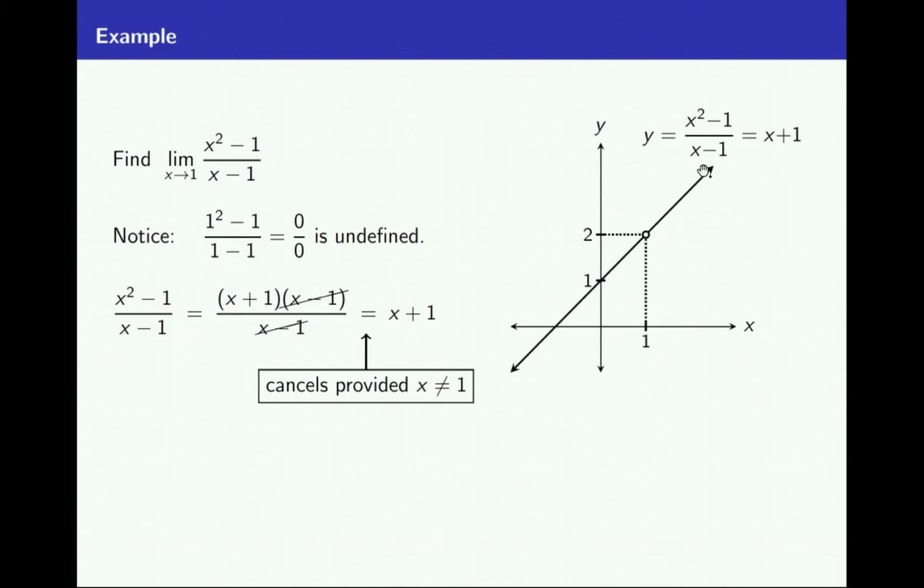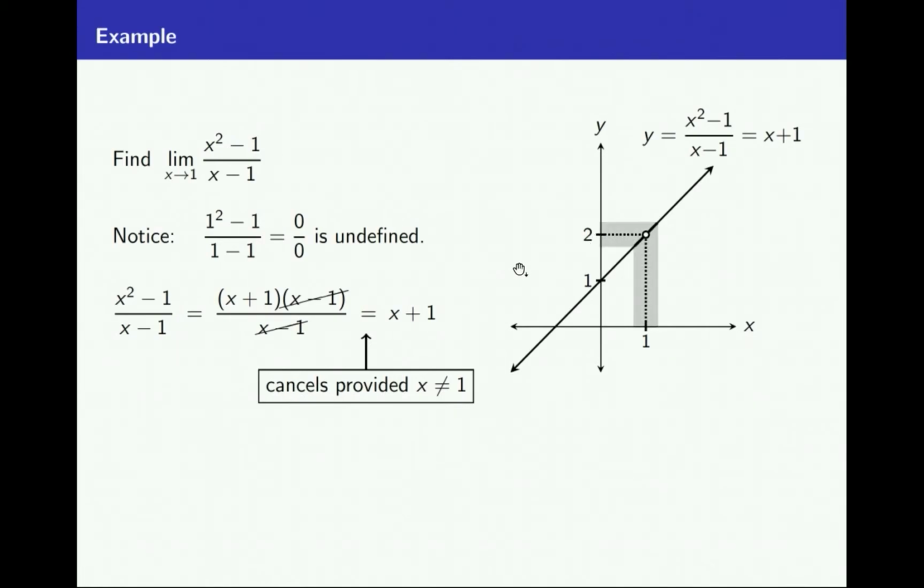But remember, you can't plug in 1 to our function, because if you did, you'd get 0 divided by 0. This cancellation only works here for x not equal to 1. So at x equals 1, there's a hole in the graph. And that hole occurs at a y-coordinate of, it happens to be 2, because that y-coordinate is 1 plus 1, x equals 1, and y is 1 plus 1, which is 2.